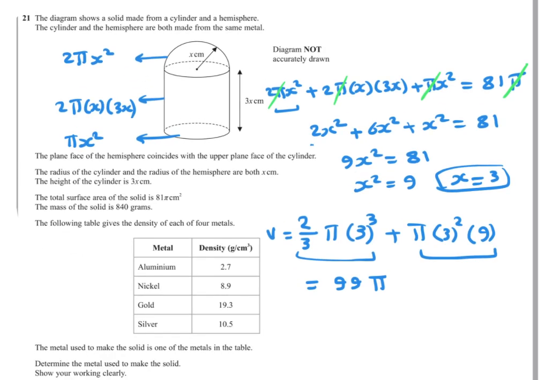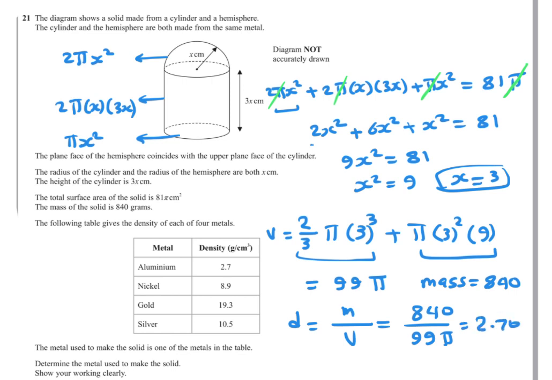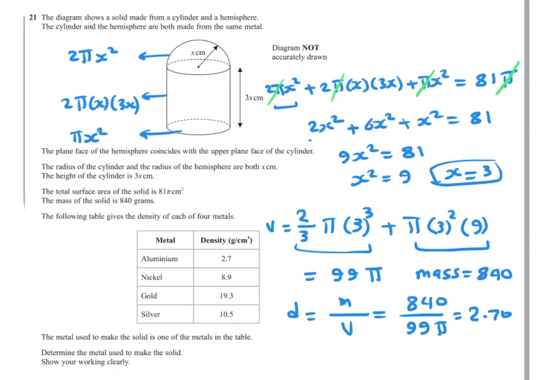Now we have the mass equals 840. So the density equals mass over volume. So 840 divided by 99 pi equals 2.70 to 3 significant figures. Now look at the table to deduce which metal you used. So aluminium, because density is 2.7. So the metal used is aluminium.